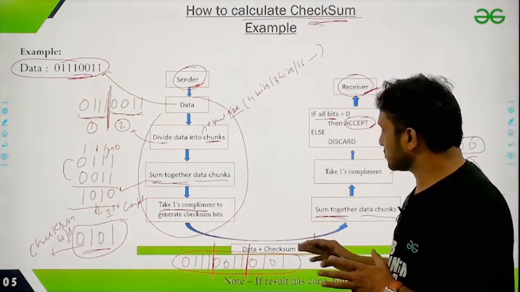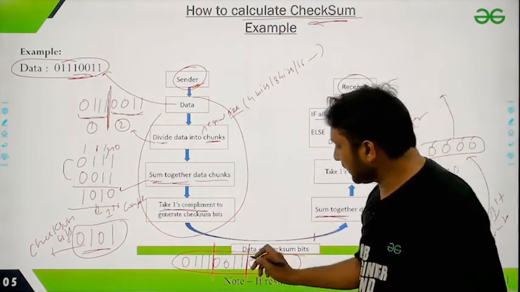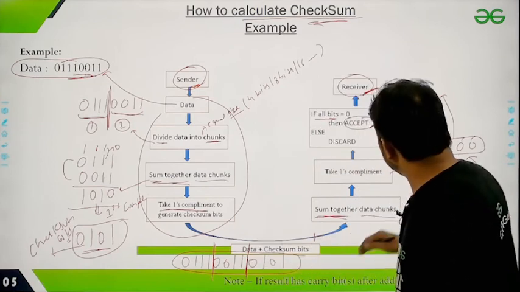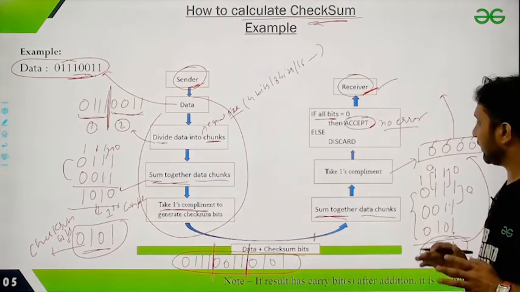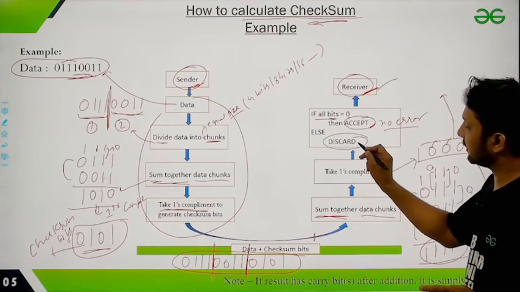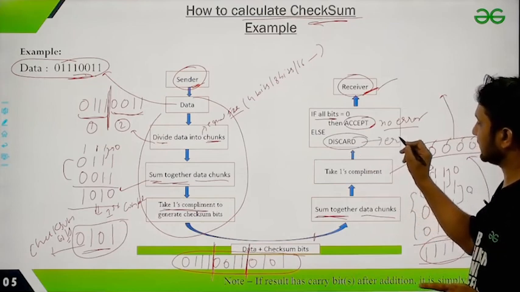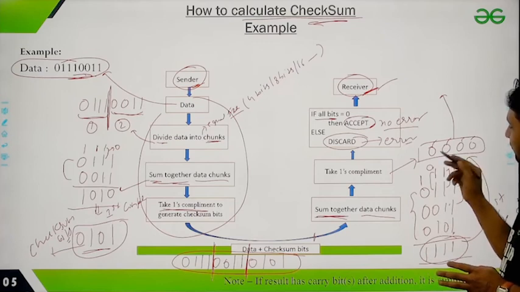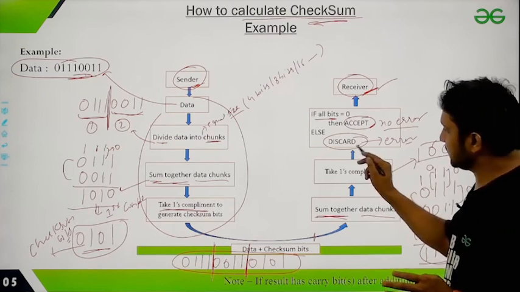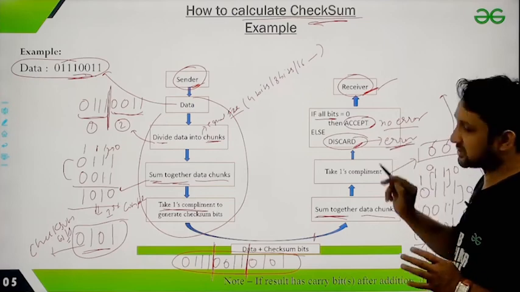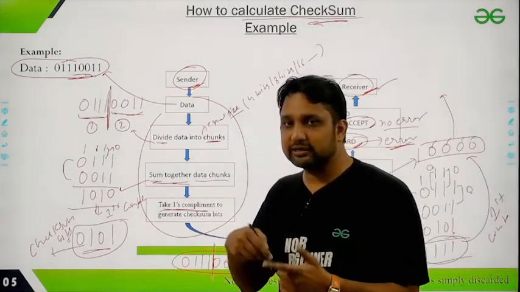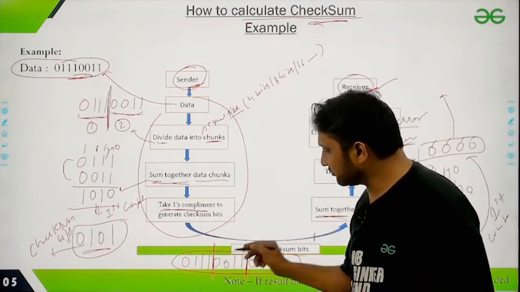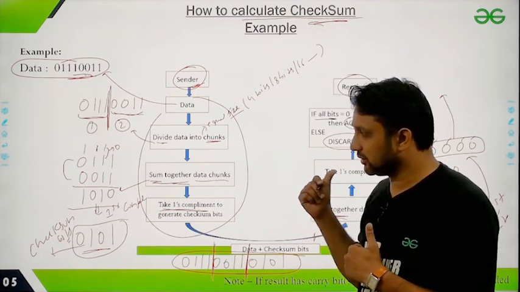You can also verify that. By changing one bit, you can perform these operations, and you will find out that you will get stuck here. You will come here and you will get some error, meaning you will find some 1 anywhere here. That means you are having an error in the data. The receiver will ask the sender to retransmit it. By changing any of the bits here, you will find this.